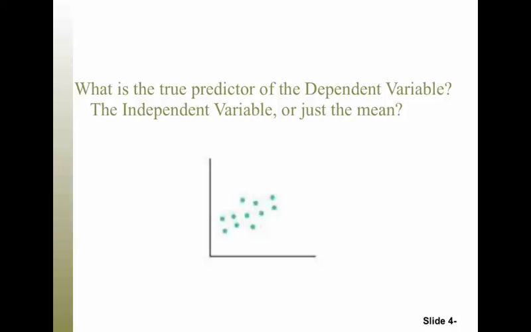So we've talked about linear regression, but here's a question that kind of brings up. What is the true predictor of the dependent variable? So remember, our dependent variable is our y-axis. And this is the response, right? And we're talking about this as a predictor, meaning knowing this value, it predicts the value of the other one, right?